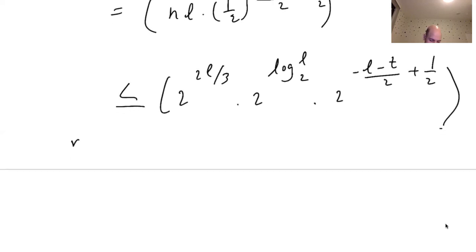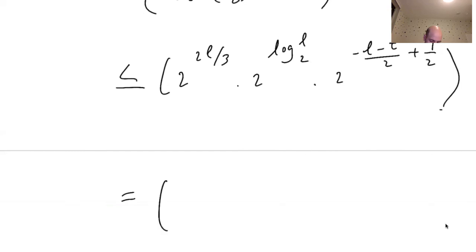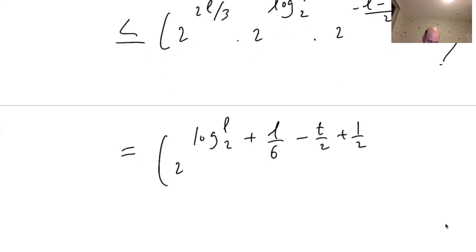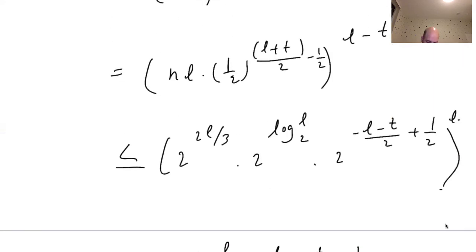Now if we simplify further, then we get 2 to the power log L choose 2. So plus 2L over 3 minus 1/2. So that's going to be 1 over 6. That's going to be plus L over 6 minus T over 2 plus 1/2. And then the whole to the power, of course, L minus T.